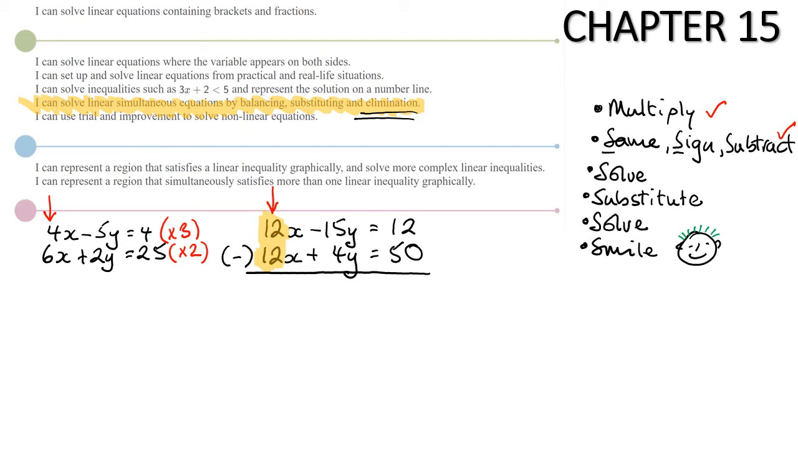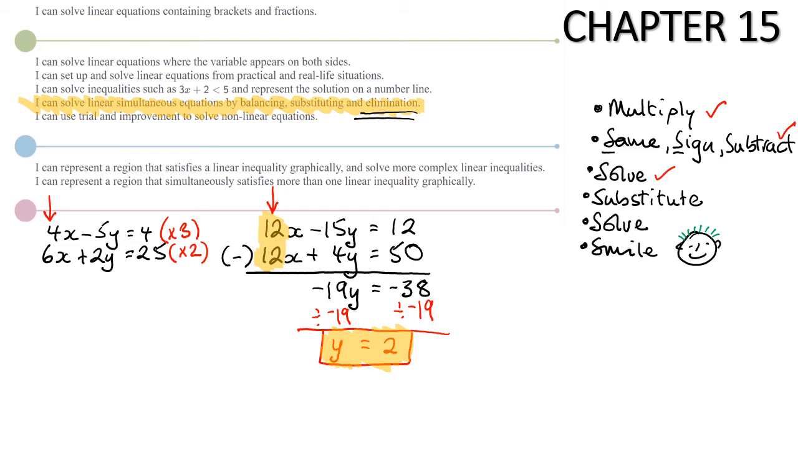So if I now subtract, I will have negative 19y, because it's negative 15 minus 4, and then 12 minus 50 is going to give me negative 38. If I divide both sides by negative 19, so we're basically on this step, we're solving this simple equation, I will have y equals 2. So we are halfway there. We have the value of y. The next step is to work out what the value of x is.